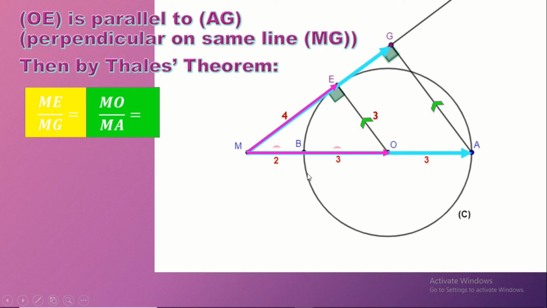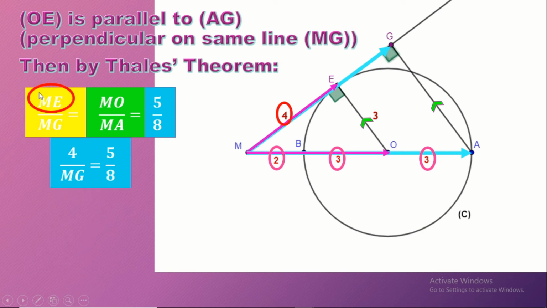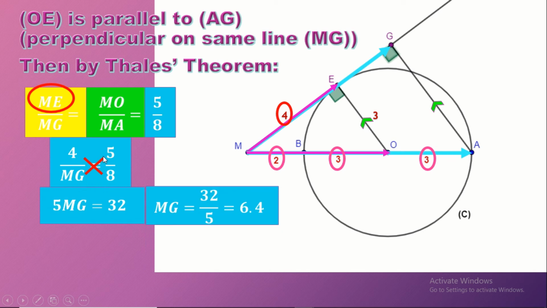Note that MO is 5, it's 2 plus 3. MA is 5 plus 3, then it's 8. So it's equal to 5 over 8. Now we have to find the values of MG and AG. Note that ME is 4, we have just proved it, so we can replace it by its value. So it's 4 over MG, ME, sorry, not MG, is 4. 4 over MG equals 5 over 8. We can perform cross multiplication. Then 5 MG is equal to 4 times 8, which is 32. Therefore, MG equals 32 over 5, so it's equal to 6.4.